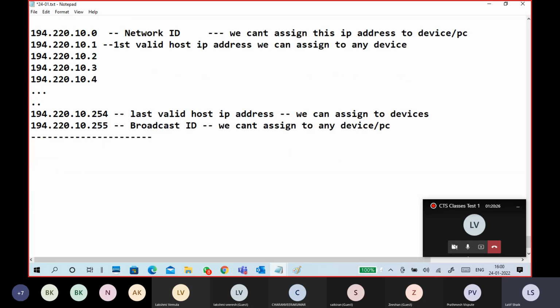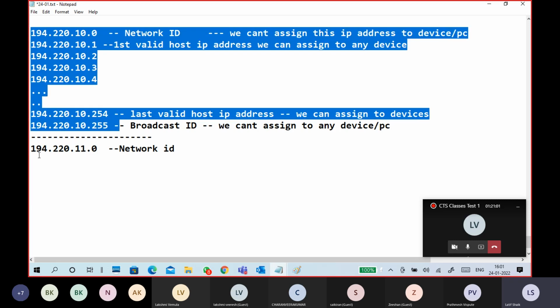So what about the next level? 194 is okay. 220, it becomes like this. So what happened here? It went to the next network. This is another network ID. So be careful when you are typing an IP address. Check it properly, whether the host portion, the network portion, everything is correct or not. See, this is the network from here to here, and this is the next network.